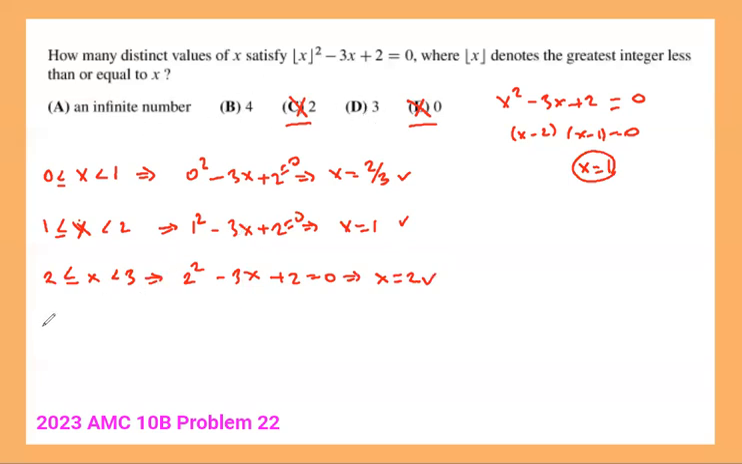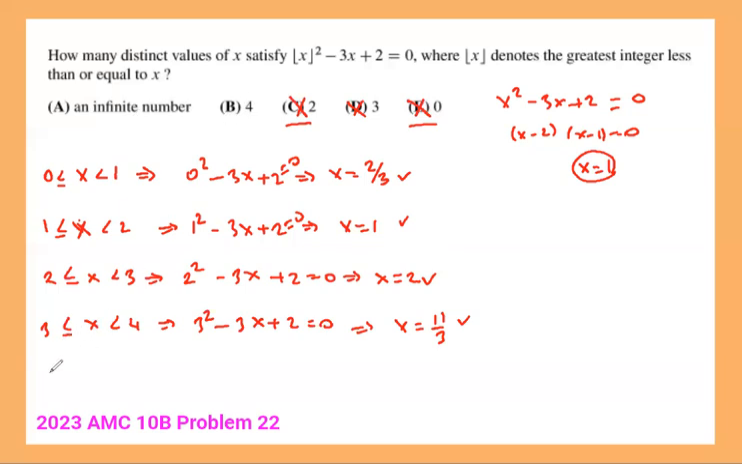If I go with anything from 3 to 4, the floor of any number between these two will be 3. If you square, that's 3 squared minus 3x plus 2 equals 0, and that is 9 plus 2, which is 11. So x will be 11 over 3. But make sure that this number is actually in the given interval. It is 3 point something, which is correct. So we already have 4 numbers. If we find one more, then we will probably go with the other choice for sure.